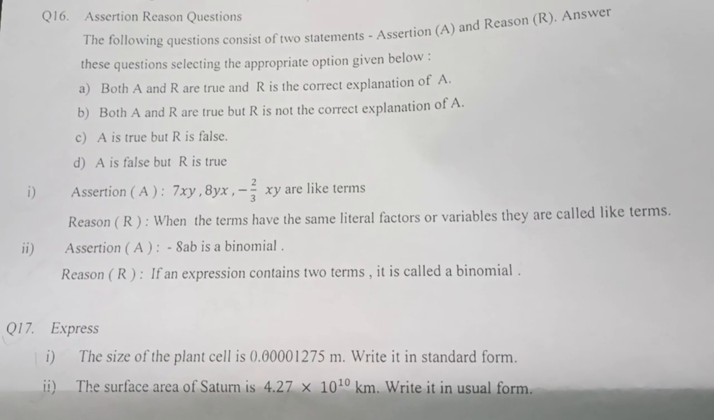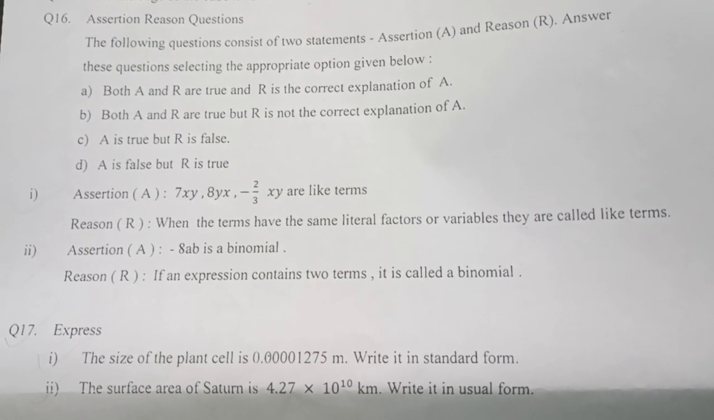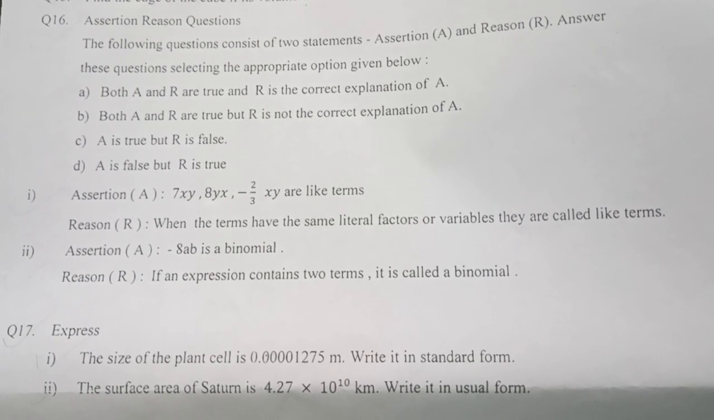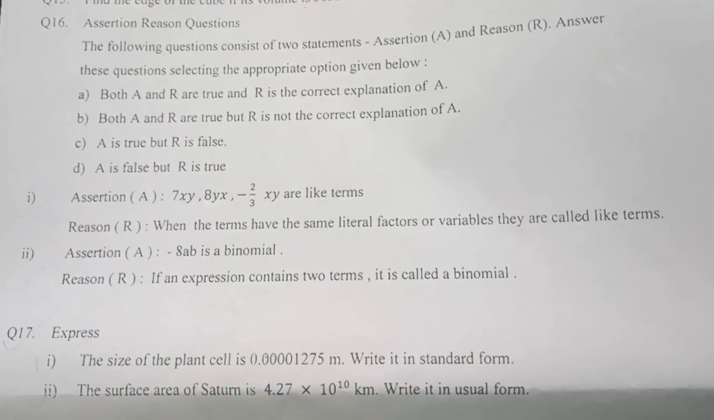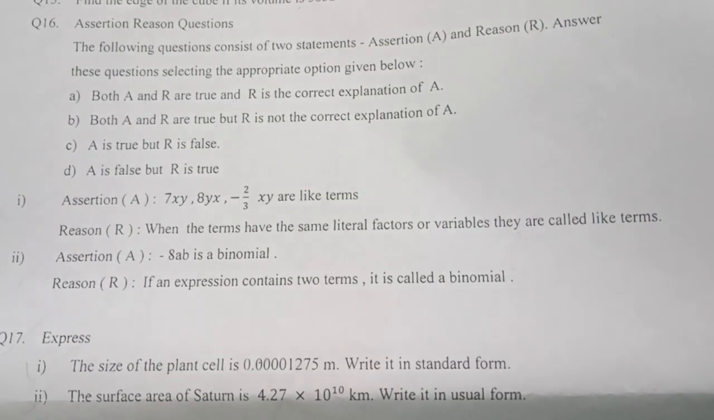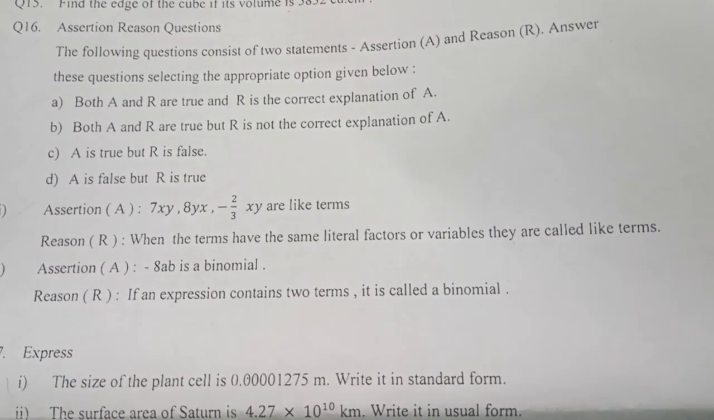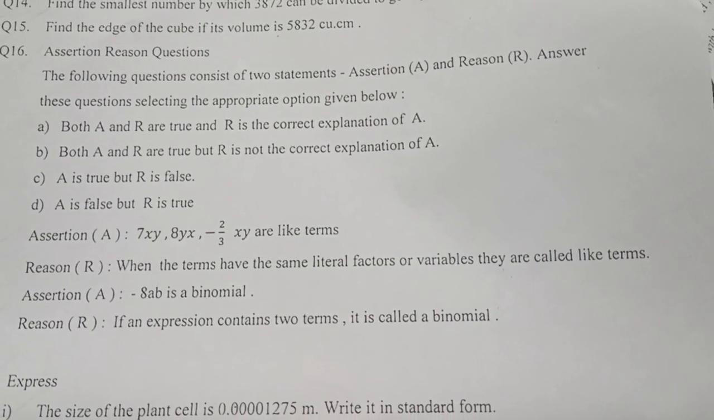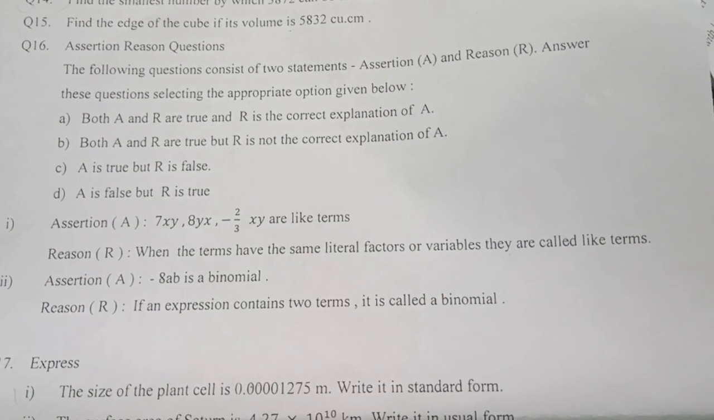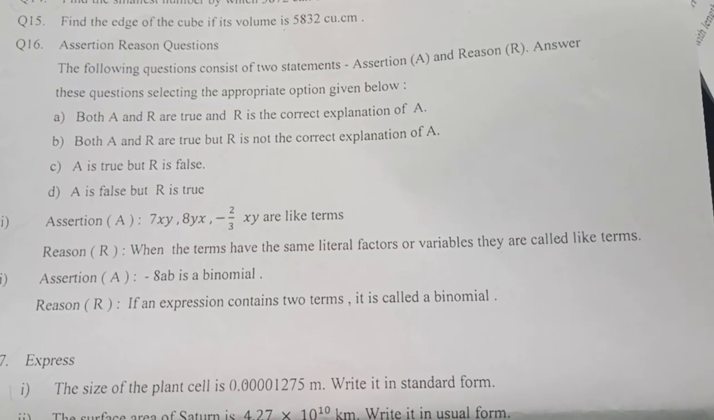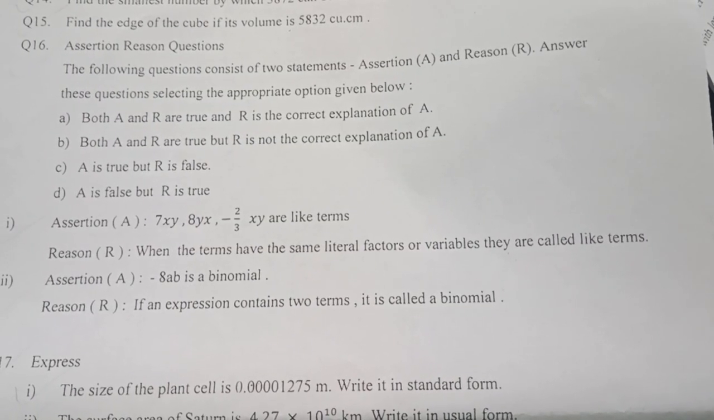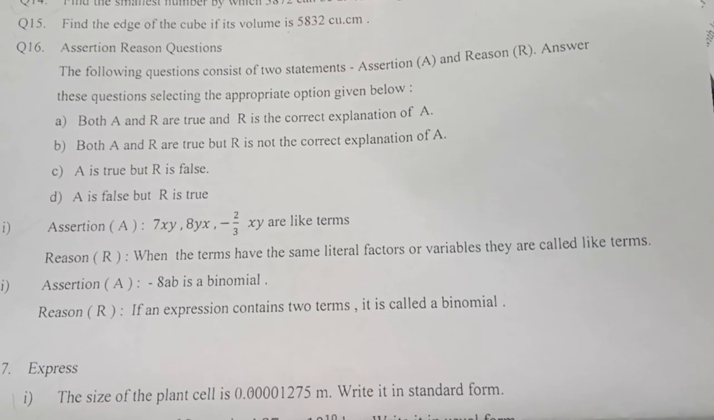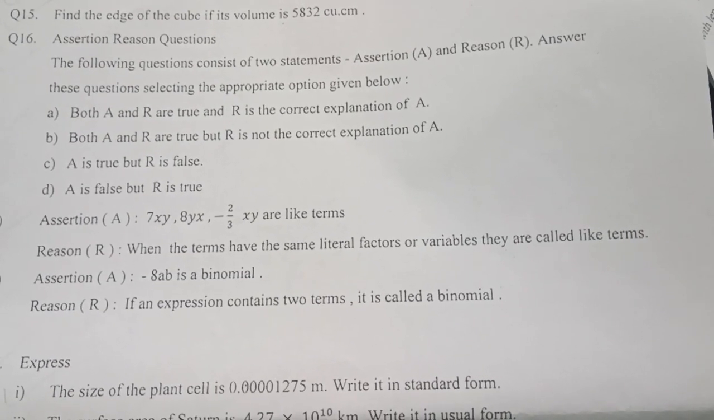Next is assertion reasoning. So assertion is 7xy, 8xy minus 2 by 3xy are like terms, and the reason is when the terms have the same literal factors or variables, they are called like terms. So second one is, assertion is 8ab is a binomial, and the reason is if an expression contains 2 terms, it is called a binomial. So very simple assertion reasoning questions. I hope you have understood.